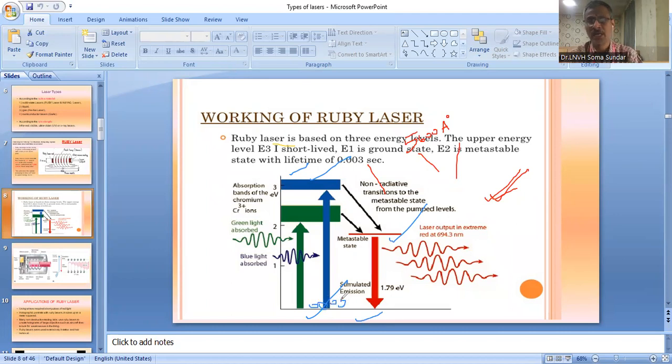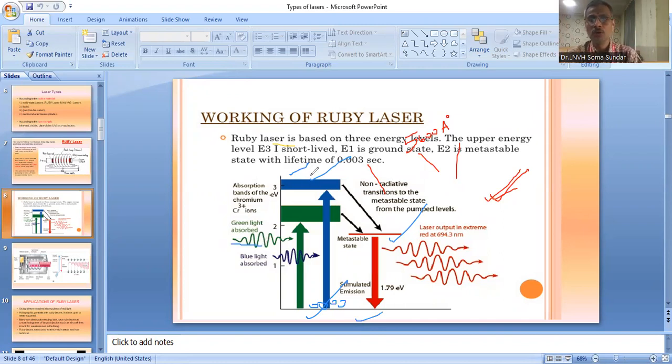We are supplying energy from an external source by using an optical xenon flash lamp. An optical pulse of wavelength 5600 angstroms is allowed to be incident on the ruby rod, thereby the atoms of the ruby rod in the ground state gain energy and are excited to the excited state.